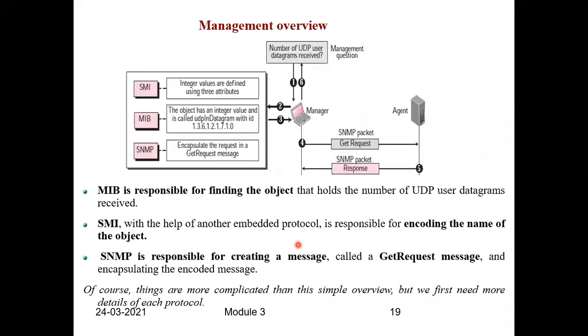So if I read each and every function, this is the management question that goes. Now we will elaborate on this part. MIB is responsible for finding the object that holds the number of UDP user datagrams received. Then what will the SMI do?